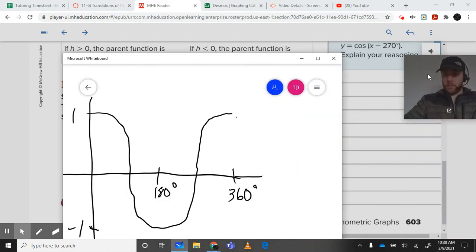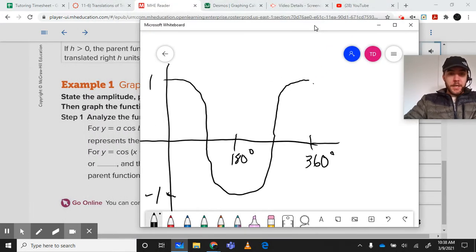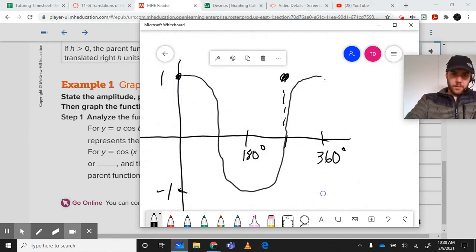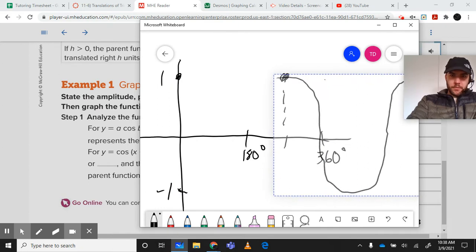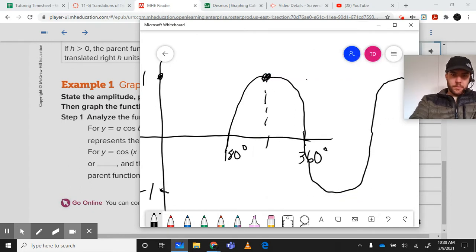I keep pointing right, but I think my camera makes it look like I'm pointing left, so I'll stop pointing. So 270 degrees to the right. So rather than starting right here, we are going to start at 270. There we go. So that would be our phase shift. We would just be moving it so that we would start at 270 degrees, and then you could continue this down if you wanted.